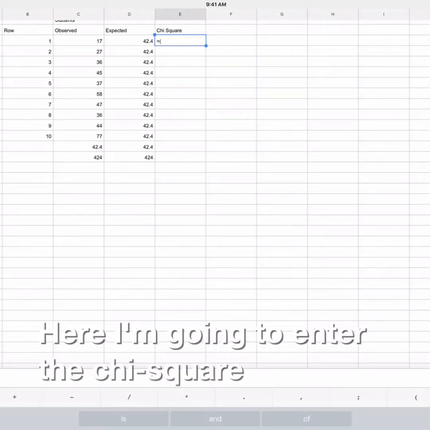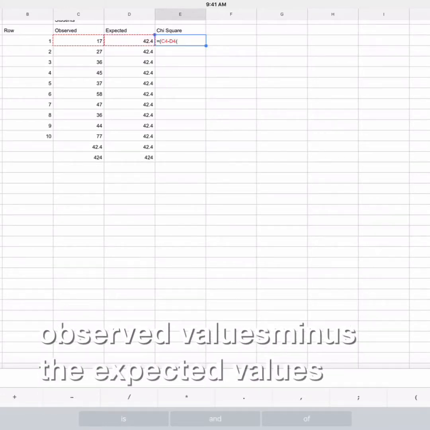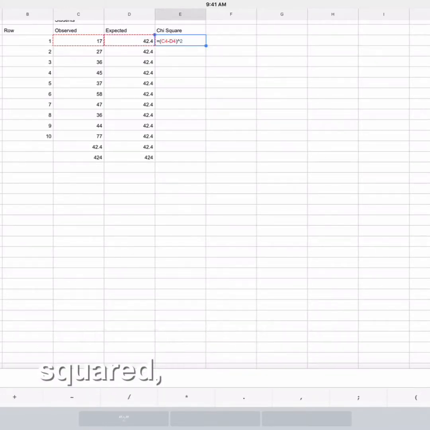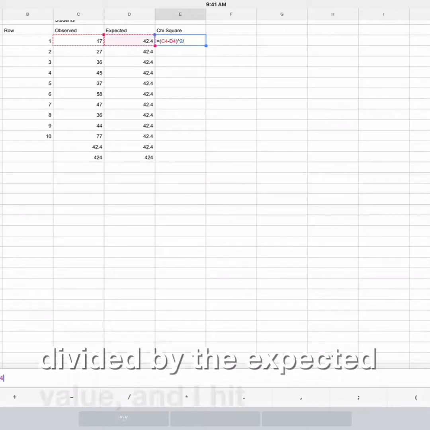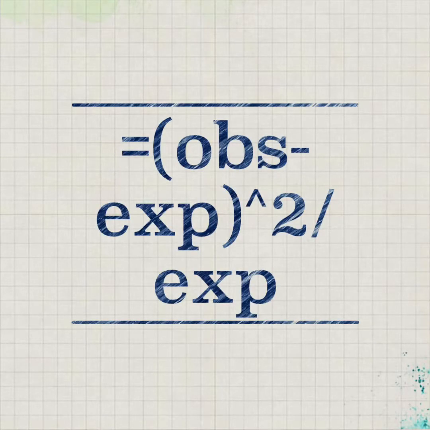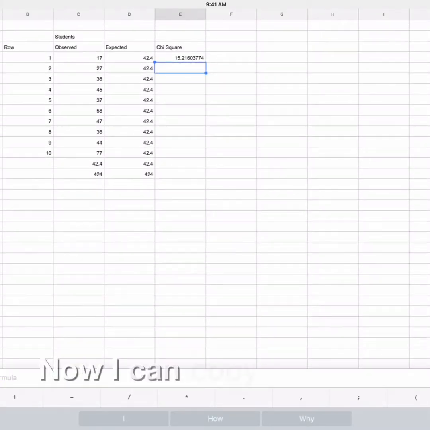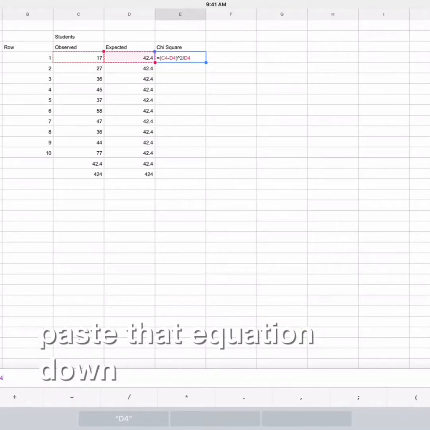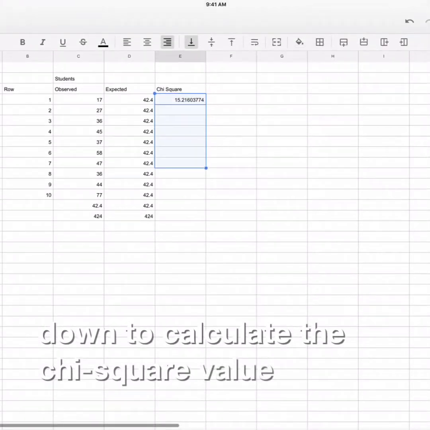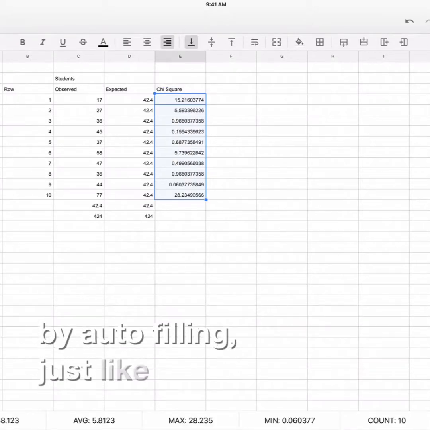Here I'm going to enter the chi-square formula: equals the observed minus the expected values squared, divided by the expected value, and I hit return. Now I can copy and paste that equation down to calculate the chi-square value for every one of those 10 rows by autofilling, just like that.